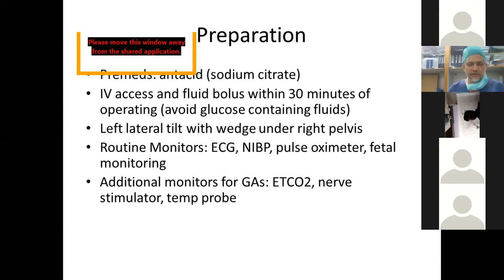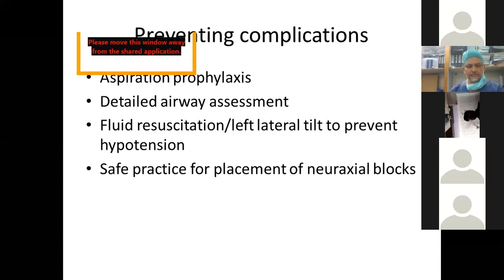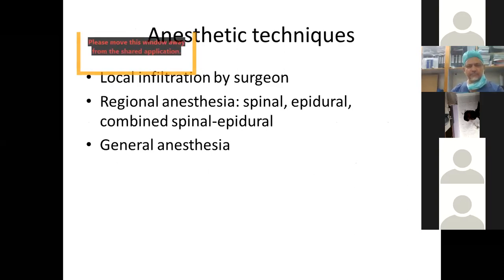If the patient needs general anesthesia, then we need end-tidal CO2, nerve stimulator, or temperature probes. So: aspiration prophylaxis, detailed airway assessment, fluid resuscitation, left tilt to prevent hypotension, and safe practice for placement of neuraxial block. Techniques: local infiltration by the surgeon is not a good choice. Neuraxial techniques, yes: spinal, epidural, or combined spinal epidural, and general anesthesia. These are the choices for giving anesthesia to a parturient.